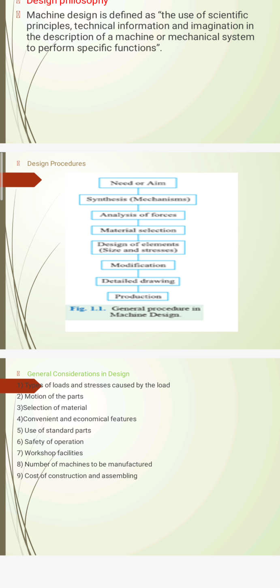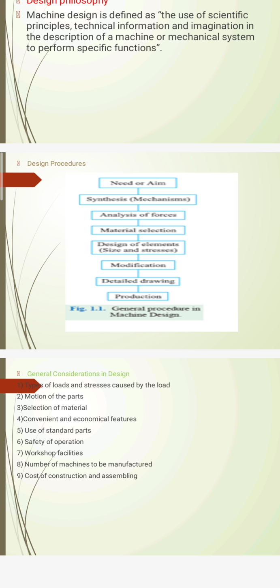Then 7, workshop facilities. A design engineer should be familiar with the limitations of his employer's workshop, and in order to avoid the necessity of vendors, you should provide the best workshop facilities. Number 8, number of machines to be manufactured, that is, the number of machines to be manufactured on your production lines.